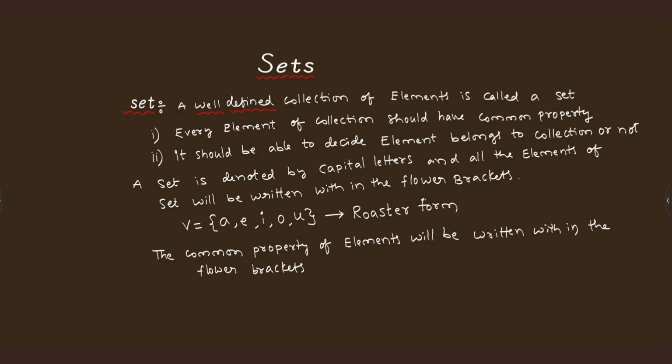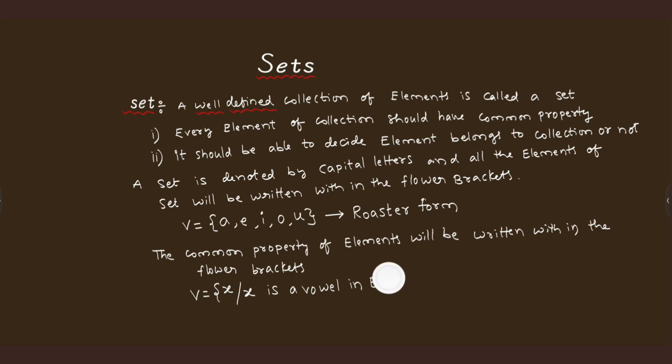Let's see the same representation. V = {A, E, I, O, U}, the set of vowels in the English alphabet. How do we write it in set builder form? Here, what is the common property of the above elements? They are vowels in the English alphabet. We write it as flower bracket open x such that, x we write first, and then the common property of the elements. {x such that x is a vowel in the English language}.